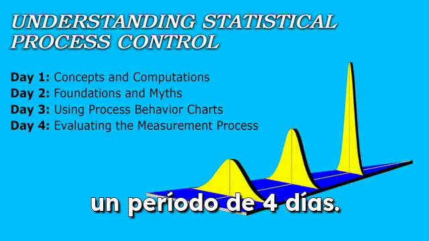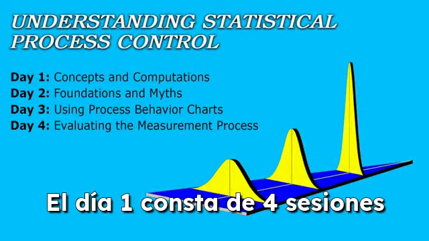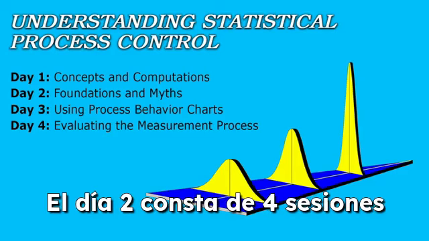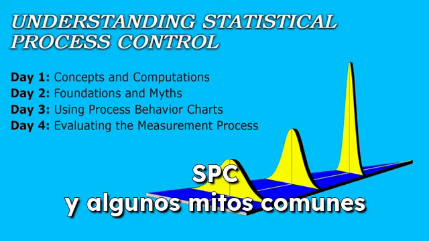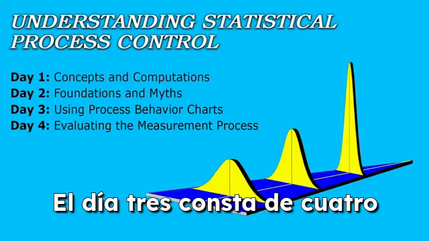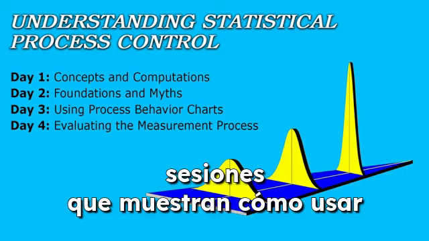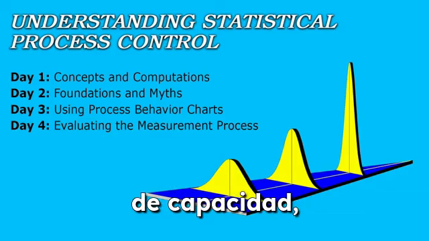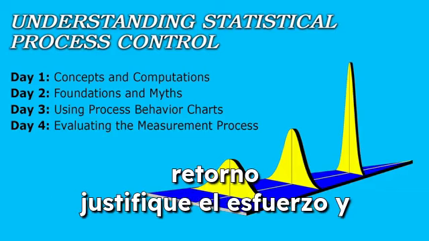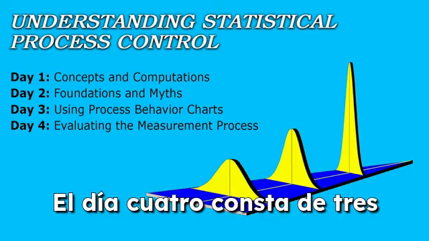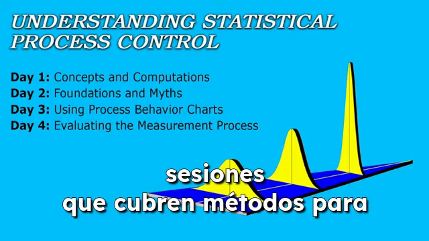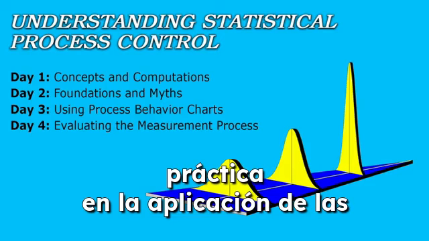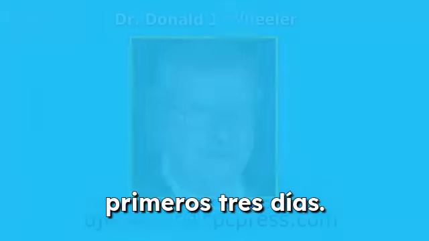This class was taught over a period of 4 days. Day 1 consists of 4 sessions which cover the concepts and computations of SPC. Day 2 consists of 4 sessions which cover the foundations of SPC and some common myths about SPC. Day 3 consists of 4 sessions that show how to use process behavior charts for continual improvement, how to avoid capability confusion, how to pick projects whose payback will justify the effort, and how to chart different types of data. Day 4 consists of 3 sessions which cover methods for evaluating the measurement process. Additionally, these sessions provide practice in applying the techniques covered in the first 3 days.